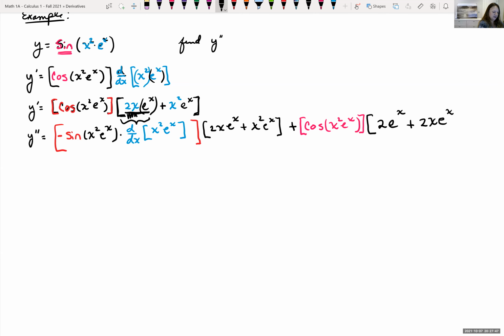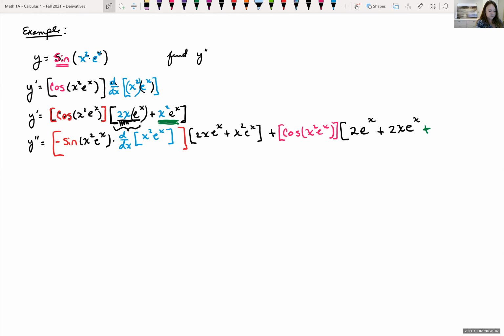Now let's take the derivative of the second piece in that second bracket. So x squared times e to the x, I've got to use the product rule again. And so plus the derivative of x squared. Well, derivative of x squared is 2x times the second, e to the x, plus the first, x squared, times the derivative of the second, e to the x, which is e to the x.